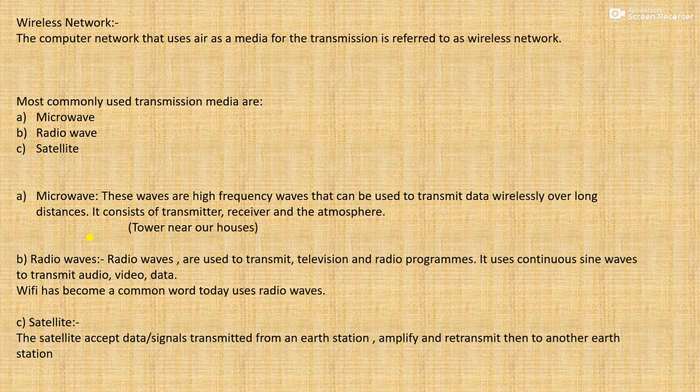Okay, next we have radio wave. Radio waves are used to transmit television and radio programs. They use continuous sine waves to transmit audio, video and data. Basically it is used for radio programs. We get radio programs with the help of radio waves only. Wi-Fi has become common, and today's world uses radio waves. Wi-Fi also uses radio waves. Next, the one with the highest range, which is the best wireless medium, is satellite communication. A satellite accepts data or signals transmitted from an earth station, amplifies them, and retransmits them to another station.